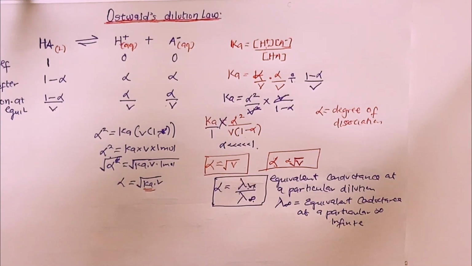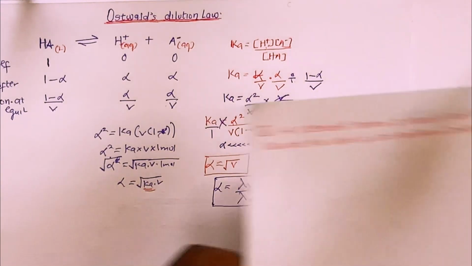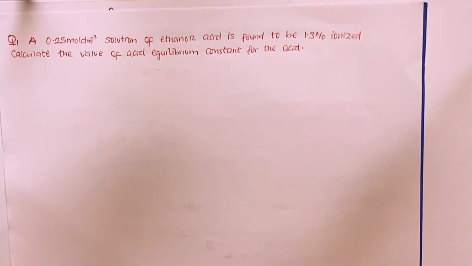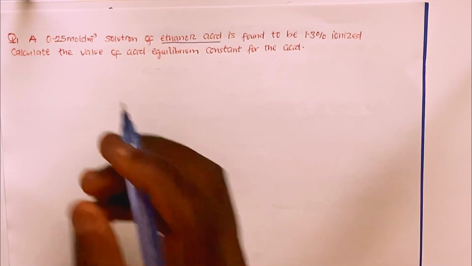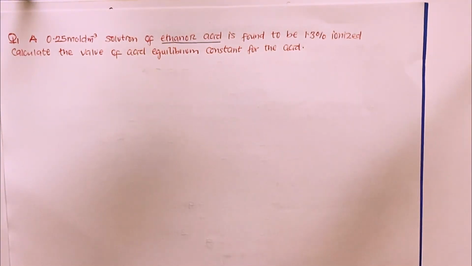I'm having some questions here. The first question I have with me is this: a 0.25 mol per dm cubed solution of ethanoic acid is found to be 1.3% ionized. Calculate the value of the acid equilibrium constant for the acid. Now look at this. I need to identify the electrolyte they are talking about here. The electrolyte here is the ethanoic acid, right?